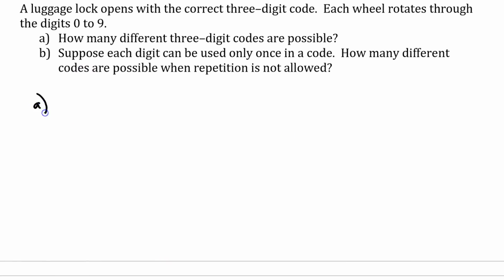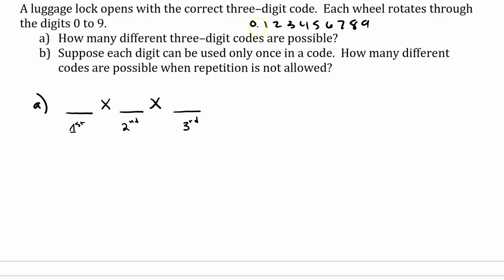So for A, how many 3-digit codes are possible? We have a 3-digit code. This is the first number, and the second number, and the third number. The fundamental counting principle states that we multiply these options together. And for the first option, when repetition is allowed, we have digits 0 through 9. So we can use 0, 1, 2, 3, 4, 5, 6, 7, 8, 9.